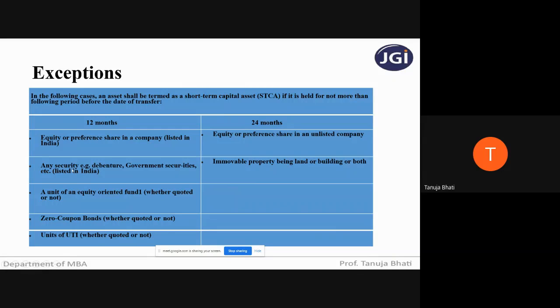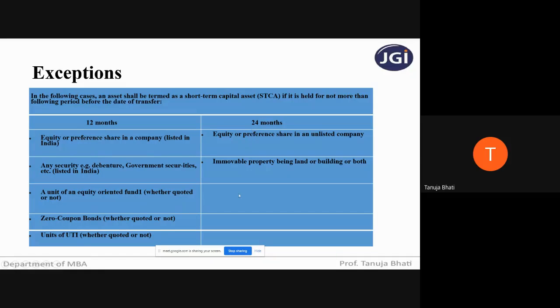Next, any security, for example, debentures, government securities listed in India. Next, a unit of an equity-oriented fund, whether quoted or not, zero coupon bonds, whether they are quoted or not, units of UTI, whether quoted or not. So remember, students, for these particular five securities, it is considered short term if the holding period is 12 months or less. And if you're holding all these securities for more than 12 months, you have to consider it as long term.